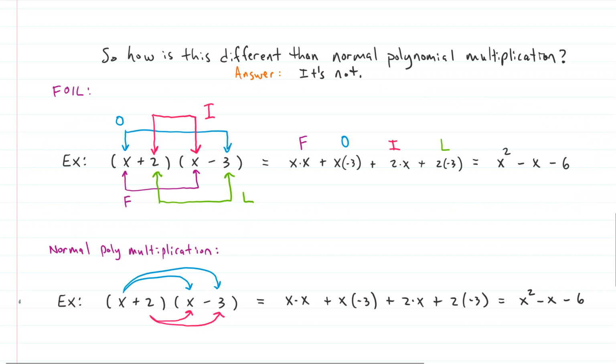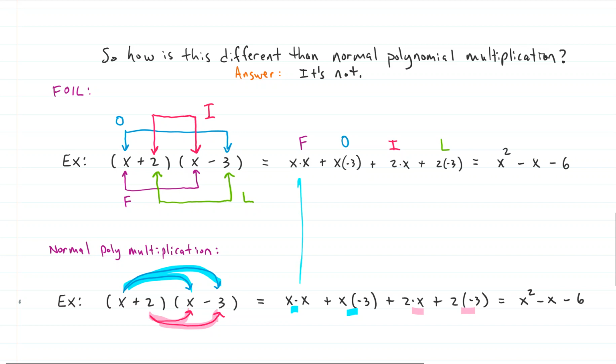If we're following normal polynomial multiplication, we take x and multiply it by each of the terms in the second polynomial, so by x and by minus 3. If we do that, we get x times x, and then negative 3 times x. Then we take the second term in the first polynomial, which is 2, and multiply it by each of the terms in the second polynomial, which gives us 2x and 2 times negative 3. And notice so far, everything is identical.